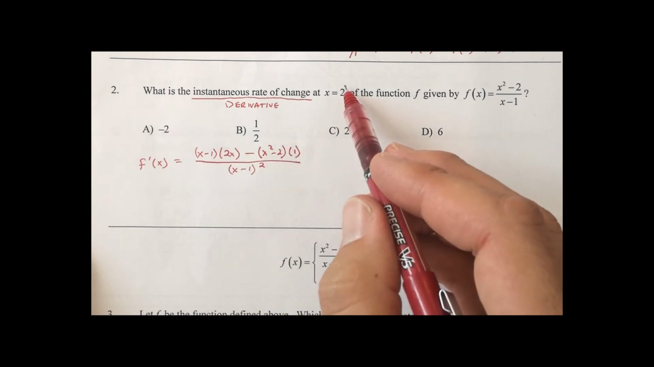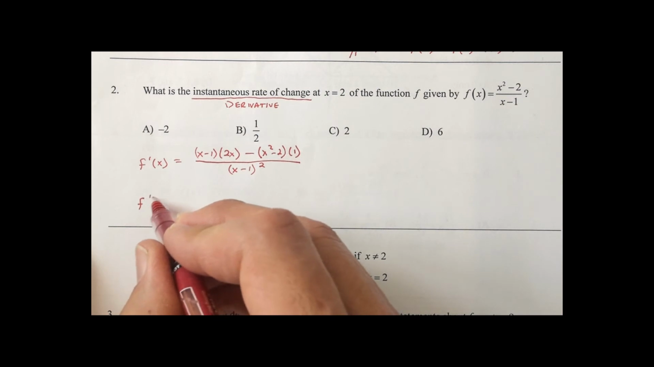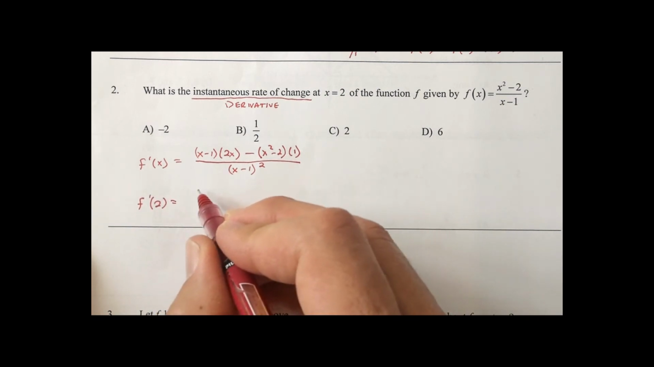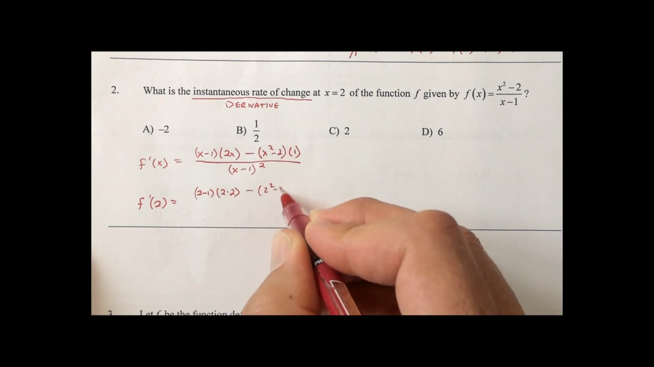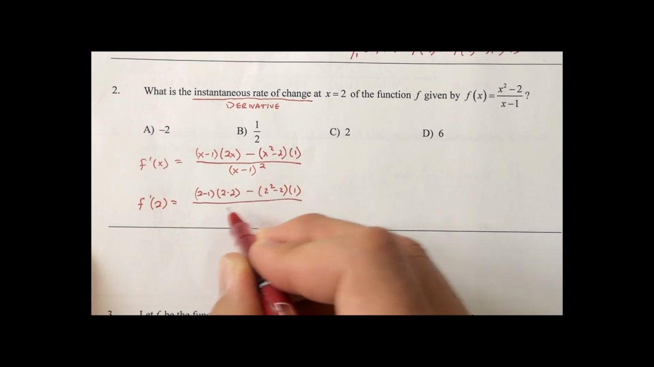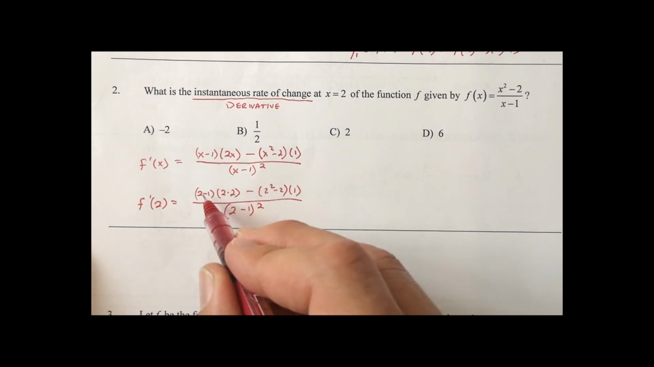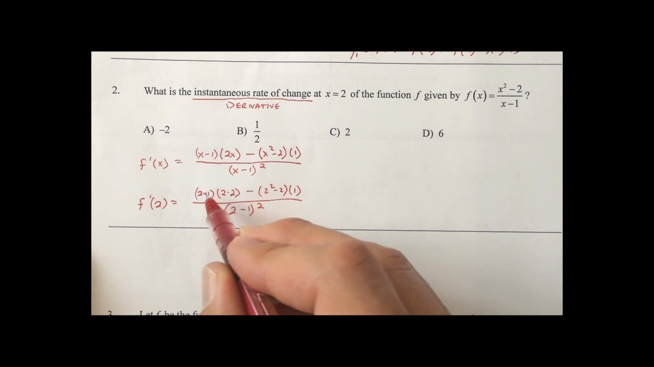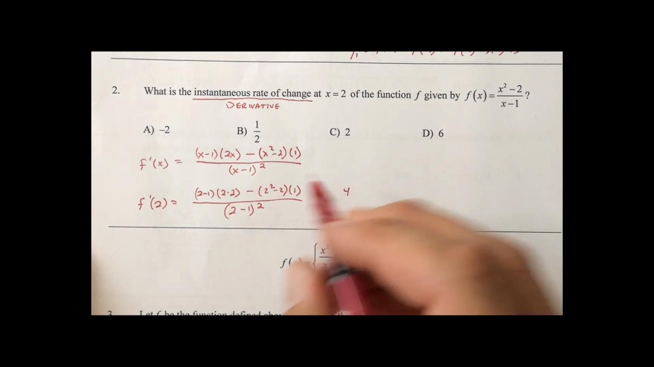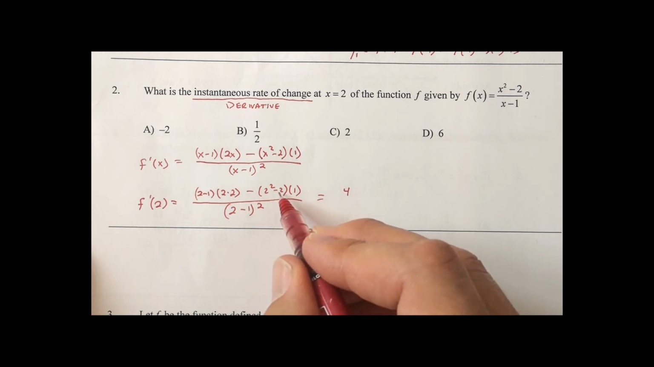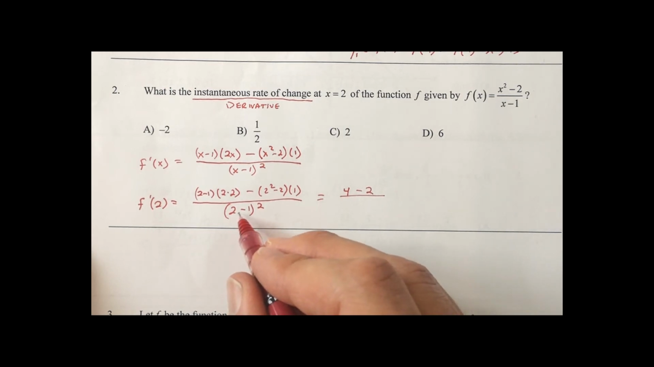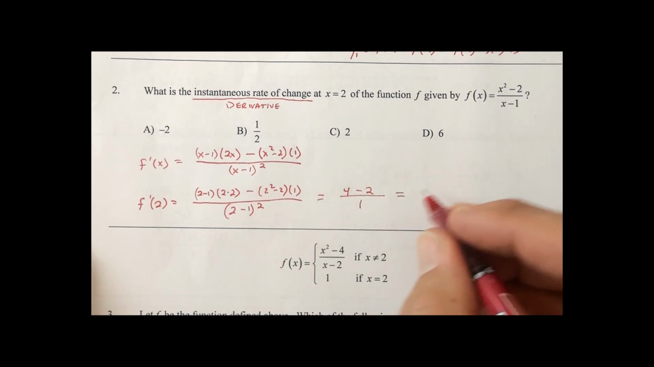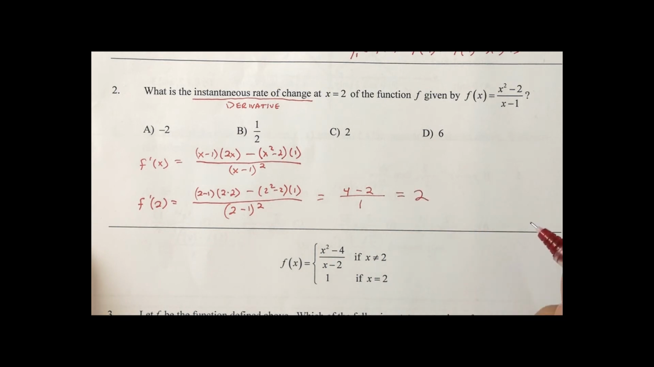So we need to find this derivative when x is equal to 2. We are asked for f prime of 2, so let's plug in 2. So we have 2 minus 1, we have 2 times 2, we have 2 squared minus 2, we have 1, and we have 2 minus 1 squared. So 2 minus 1 is 1, 2 times 2 is 4, 1 times 4 is 4, 2 squared is 4, minus 2 is 2, times 1 is still 2, so 4 minus 2 in the numerator. In the denominator, 2 minus 1 is 1, squared is 1, so we can see from our arithmetic that this will go to 2. Our answer is C.